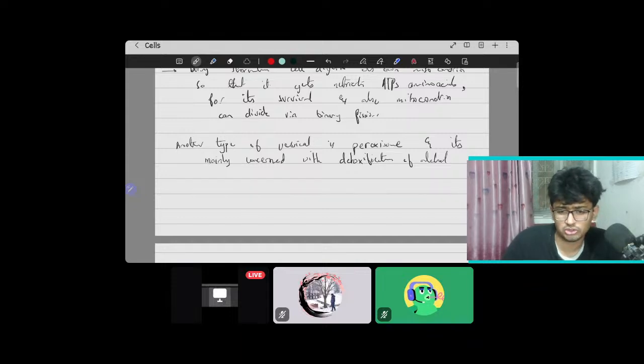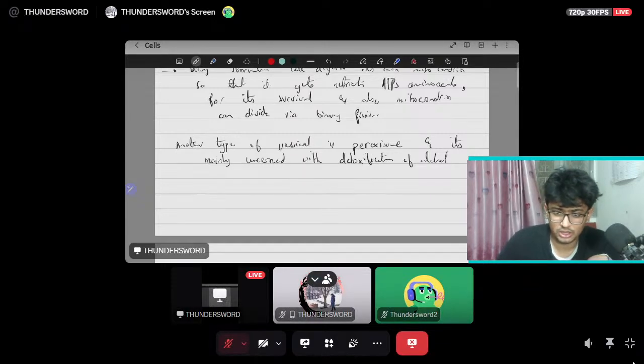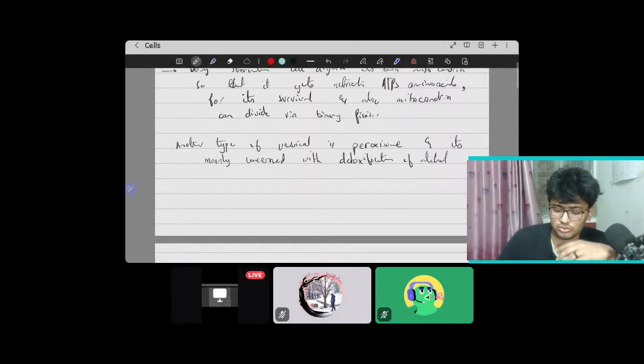So the main function you need to remember here for peroxisome is the detoxification of certain substances which can toxify the cell, or which are harmful for the cell. So it is usually concerned with detoxification. If you want to memorize, I gave you the example of alcohol, and I also told you hydrogen peroxide, but you need to remember those two.